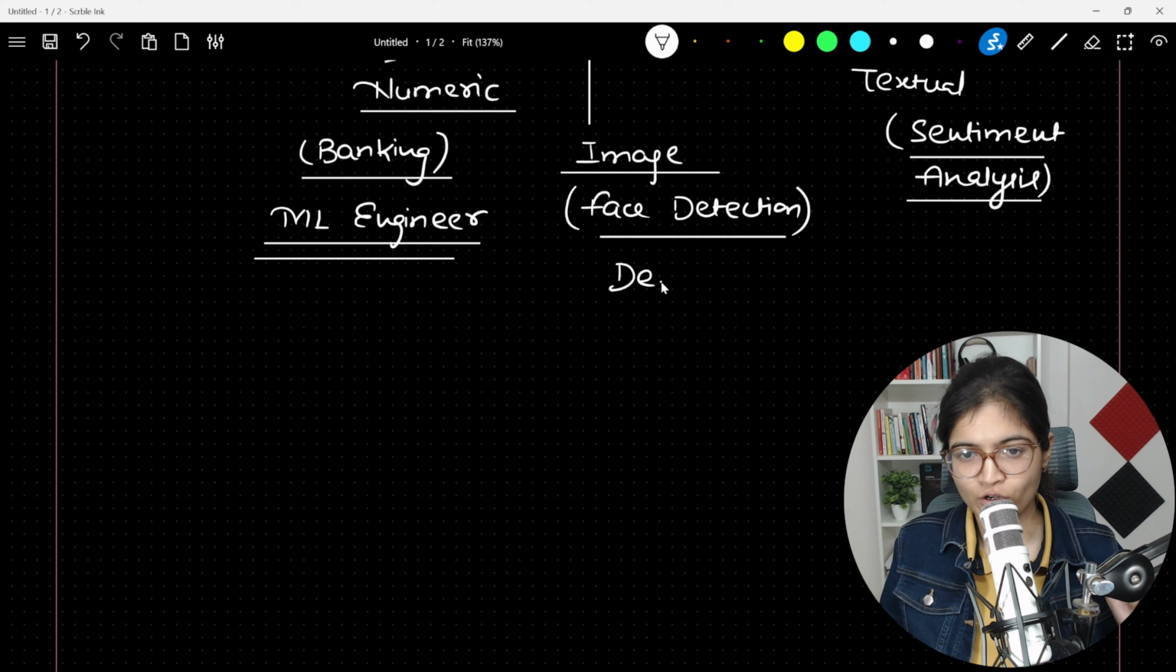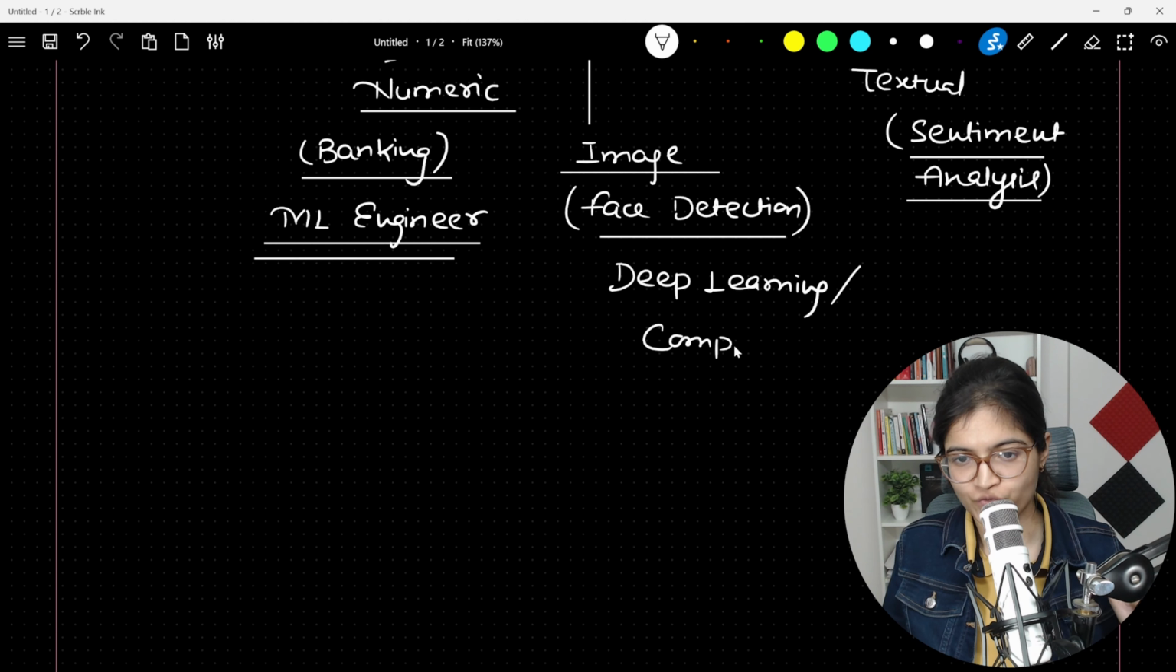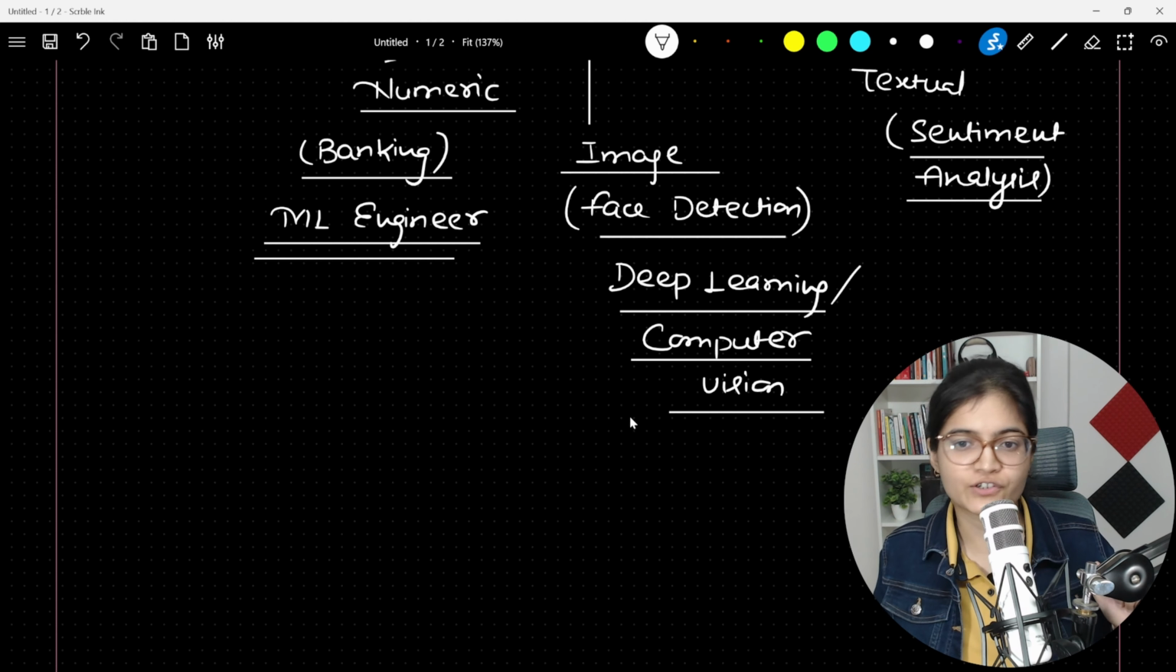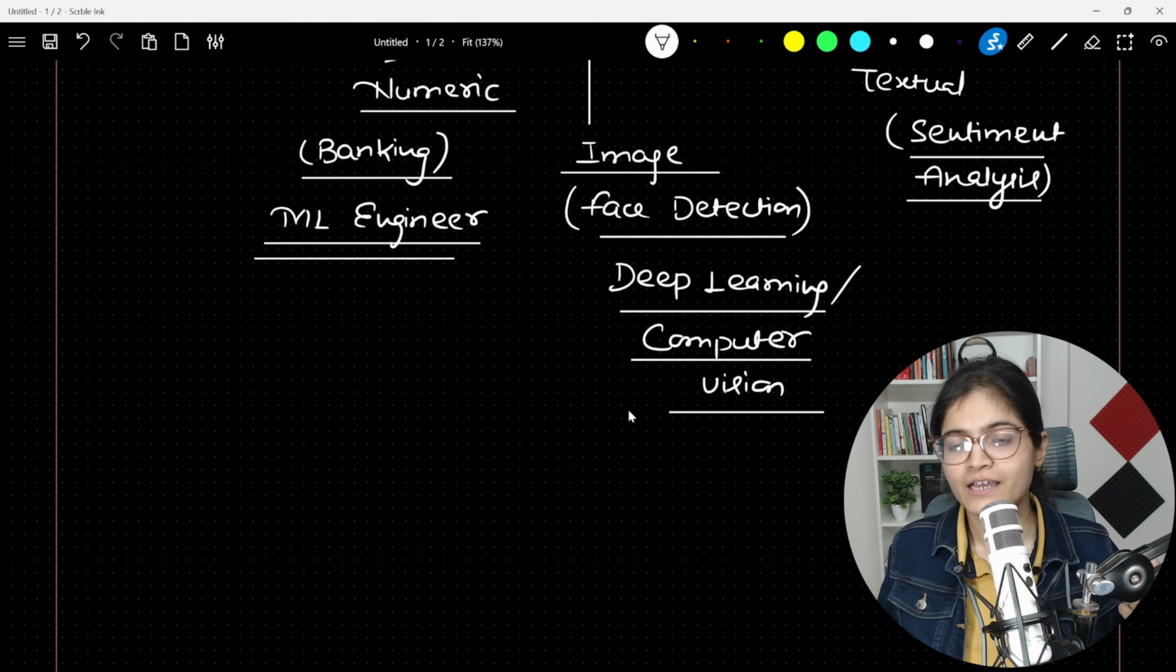Whenever you're dealing with image specific data, we have the domain of deep learning, in which you should have great expertise, and computer vision, CV, which we usually call computer vision. Here we have the concepts of neural networks and different architectures, such as convolutional neural network, known as CNN based architectures, right?